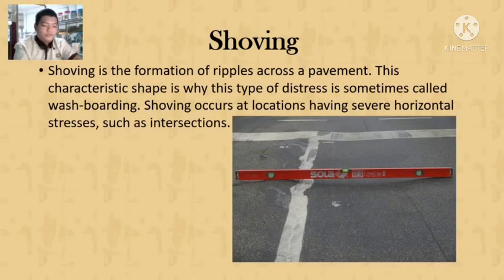Shoving. Shoving is the formation of ripples across a pavement. This characteristic shape is why this type of distress is sometimes called washboarding. Shoving occurs at locations having severe horizontal stresses such as intersections. It is typically caused by excess asphalt, too much fine aggregate, rounded aggregate, and asphalt that is too soft or a weak granular base.